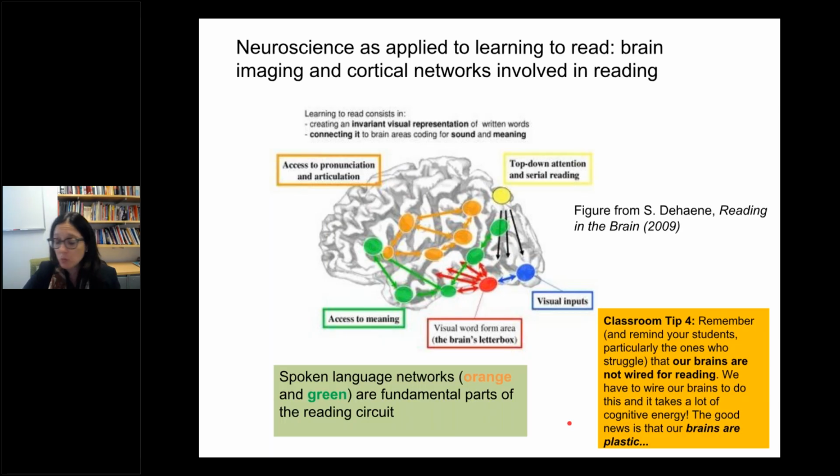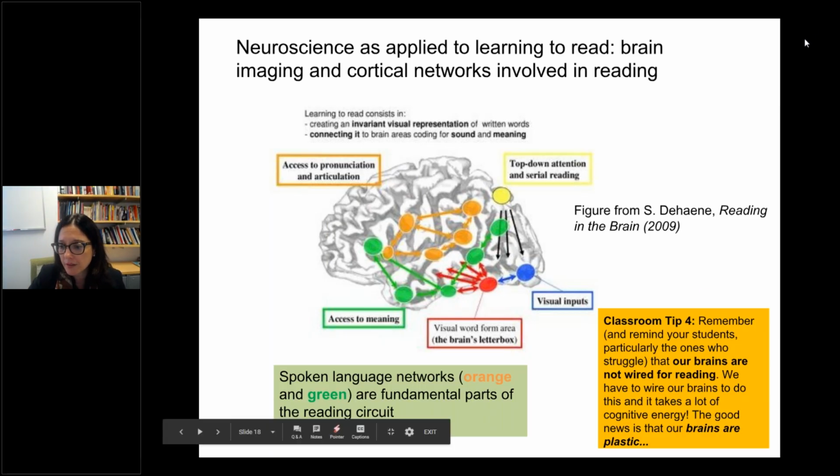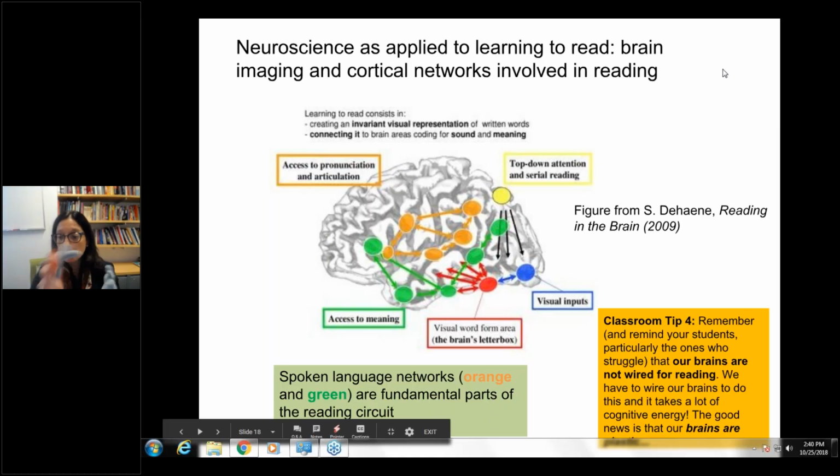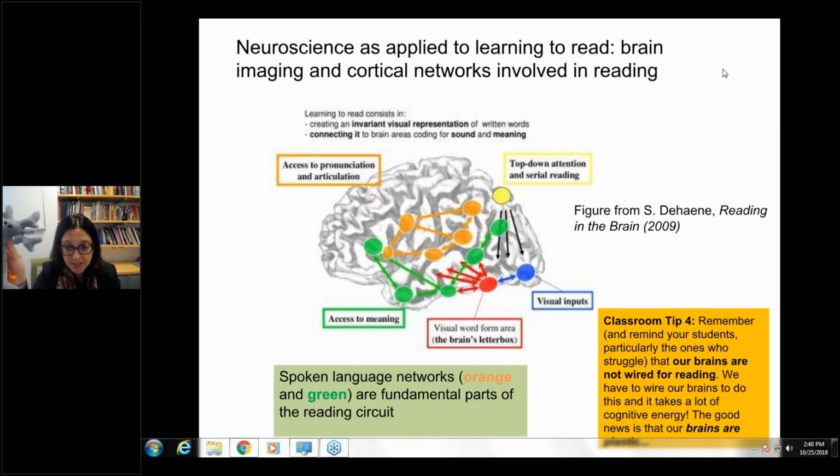So when working with young children, I often use these. These are stuffed neurons. So I use 3 of them, 1, 2, 3, to sort of explain that we have these 3 areas of our brain that we're using to learn to read, and we have to connect them.